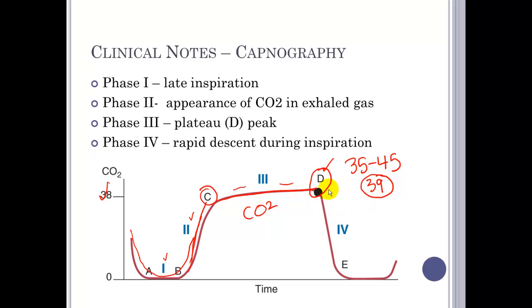And then whenever inspiration starts to occur, we go into phase 4. And that plummets the amount of CO2 that we're seeing in the sample. And this starts all over again. This is phase 1. 2 would be here. 3. And there's not enough room to do phase 4. But we would see this again and again and again. And this is capnography.